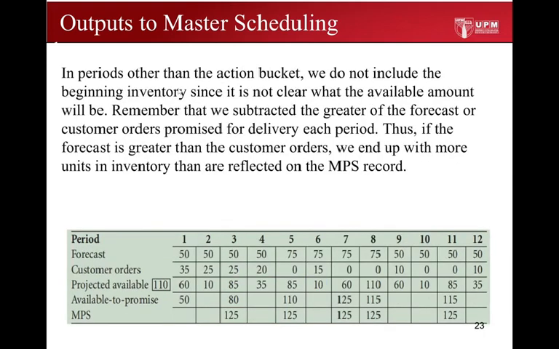Okay, in periods other than the action bucket, we do not include the beginning inventory since it is not clear what the available amount will be. Remember that we subtract the greater of the forecast or customer orders promised for delivery each period. Thus, if the forecast is greater than the customer orders, we end up with more units in inventory than are reflected on the MPS record.